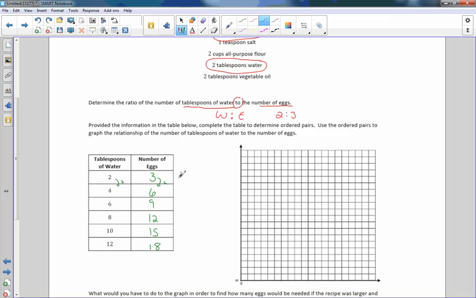The ordered pairs would then be (2, 3), (4, 6). And please make sure you put parentheses. The most common mistake is not using parentheses. Okay, 8, 12 is not an ordered pair that you graph. 8, 12 is just a list of 2 numbers. It could be the beginning of a sequence. So you need to put parentheses around those to tell people that you want that graphed. (10, 15), and finally (12, 18).